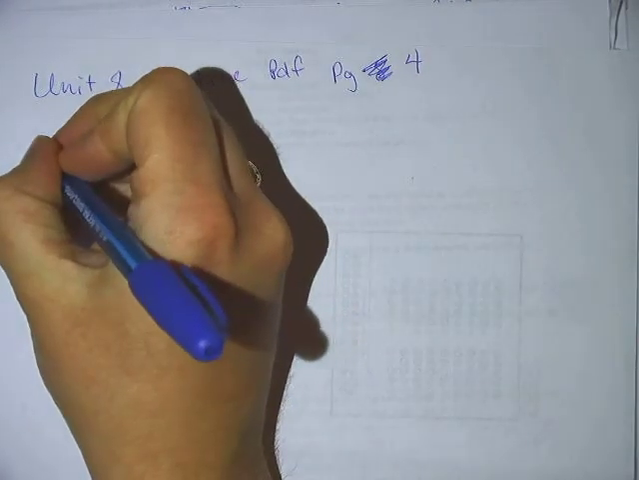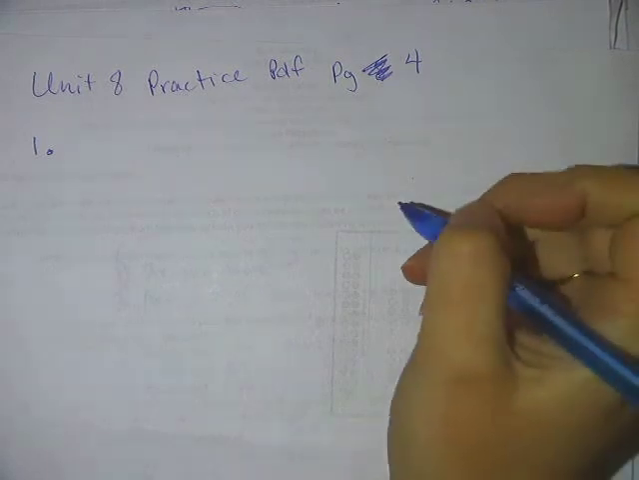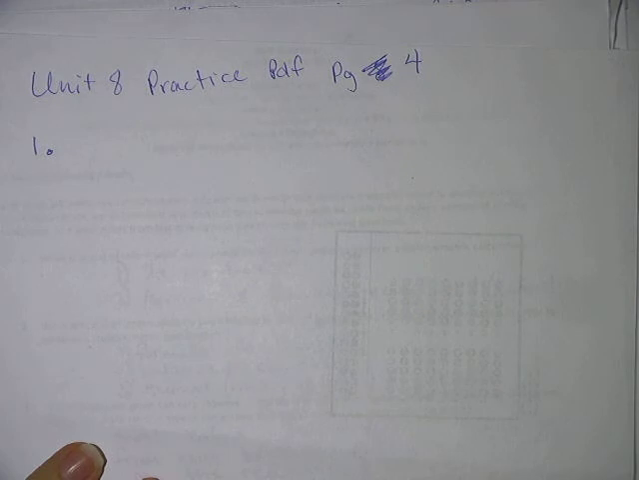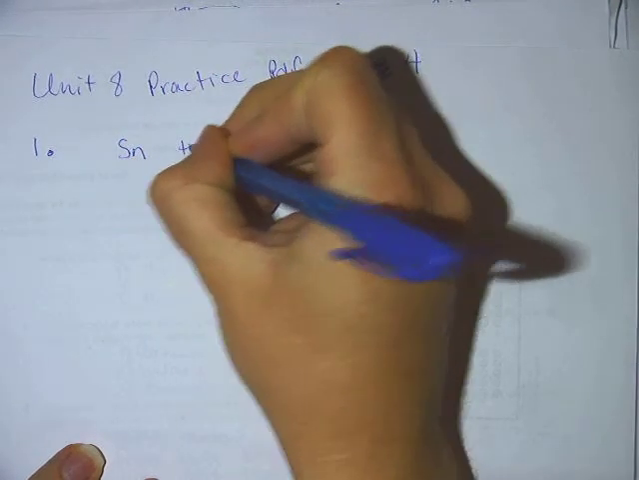Okay. Page 4, number 1. And they give us a reaction. It says tin 2 fluoride, or SnF2, is used in some toothpaste. It's made by the reaction of tin with hydrogen fluoride according to the following equation. And then they give you the equation.